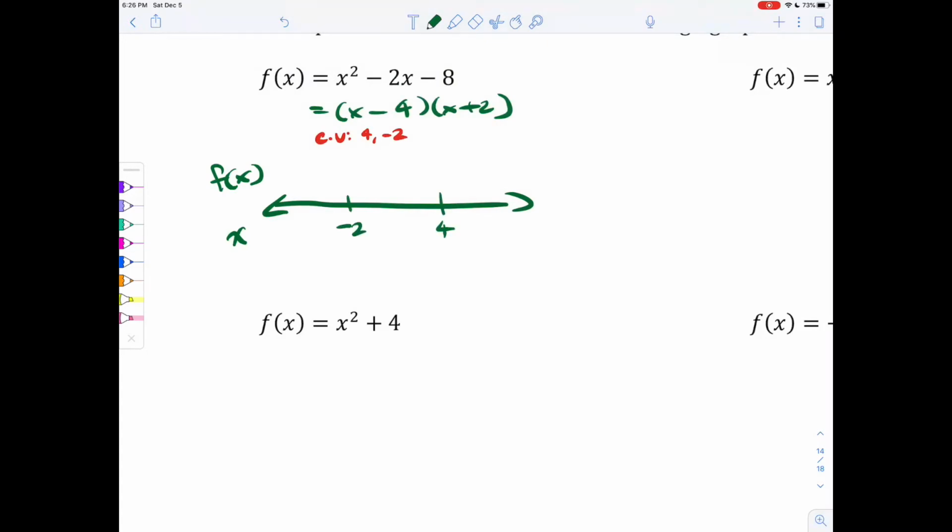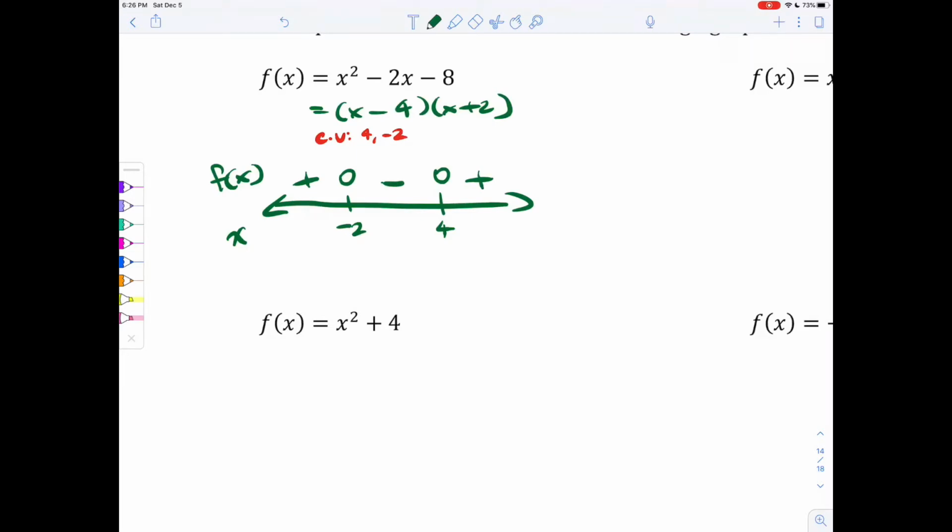And what we're noting with this sign graph is that when x is negative 2, f of x is 0. When x is 4, f of x is 0. And then for these other sections, we're either saying that they're positive or negative, depending on what's happening. Our knowledge of quadratics allows us to note that this particular one would be upward opening, and that its ends would be positive, and in the middle, it would be negative.